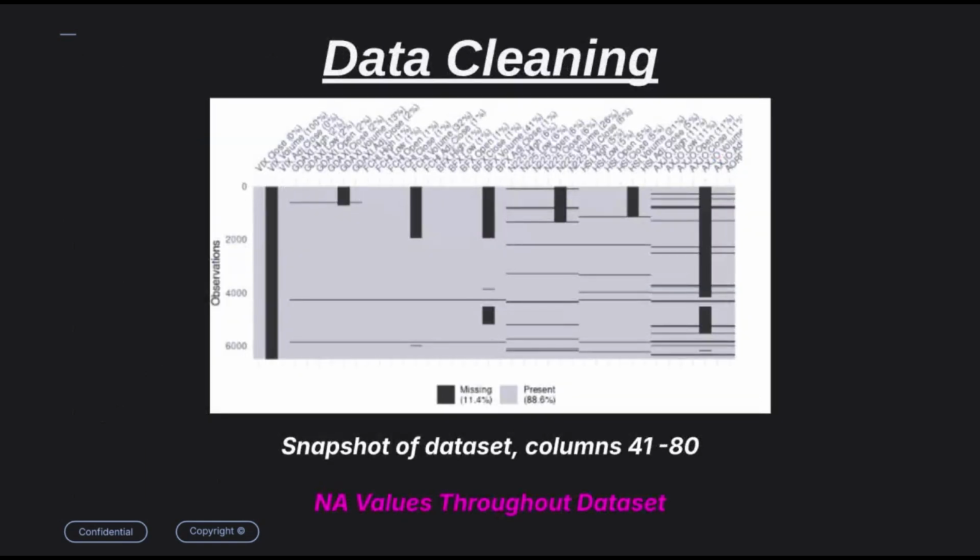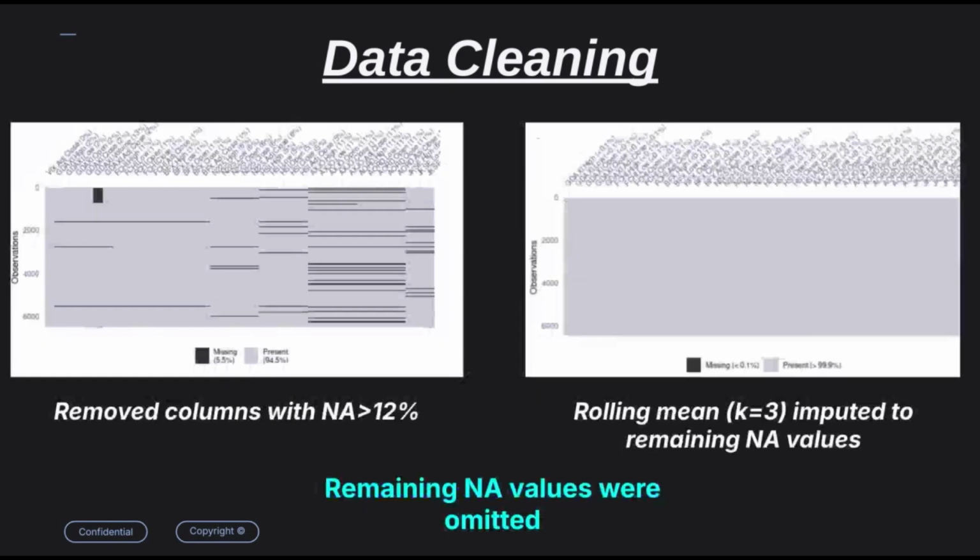Now, when we look at the data set itself, though, it unfortunately has a lot of missing values. You can see that some values have entire columns that are missing. This unfortunately means that those columns we cannot use for our analysis. So we had to get a little bit selective with how we looked at this data set. First of all, we decided that any column or attribute with over 12% of its values being NA, we would eliminate.